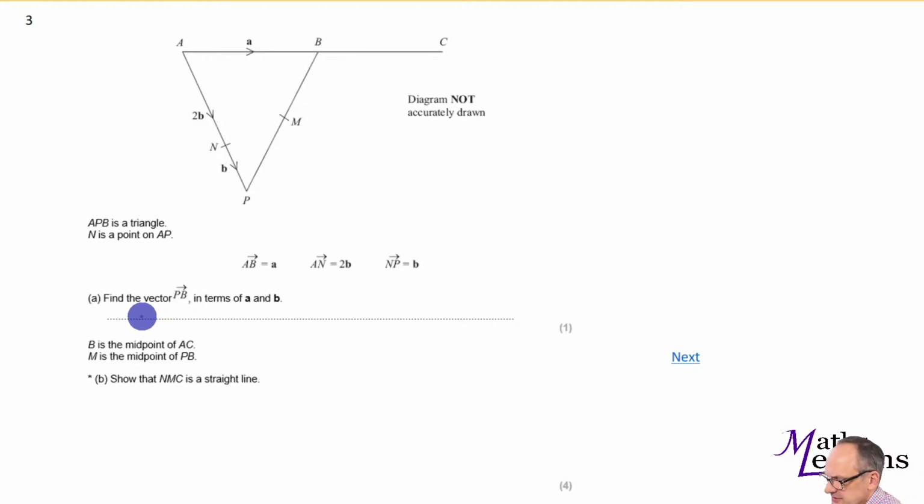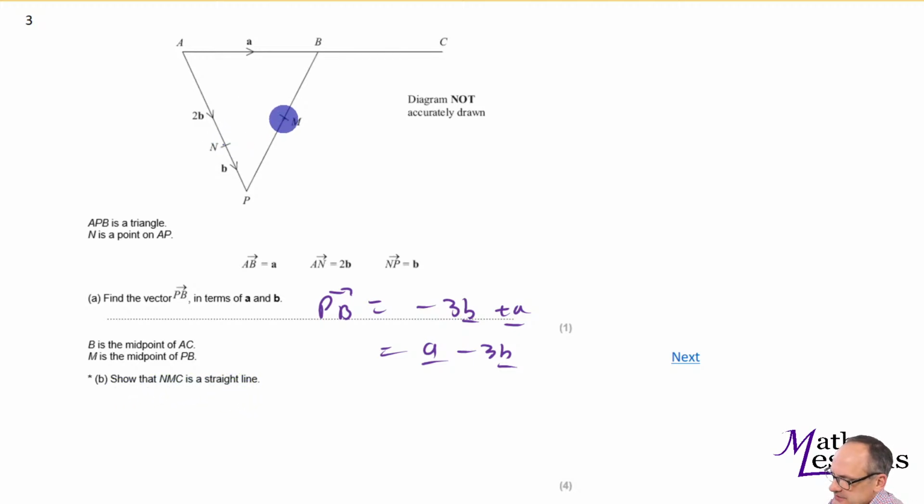Right, okay, so a nice easy start. Find the vector PB in terms of A and B. So we know that AB is equal to A, we know AN is equal to 2B, and we know NP is equal to B. So therefore this is going to be 3B, and this is going to be A. So therefore PB, we're going to go in the opposite direction, so it's going to be minus 3B plus A. We probably ought to write that as A minus 3B. That's the easy part of the question. Now we want to show that NMC is a straight line.